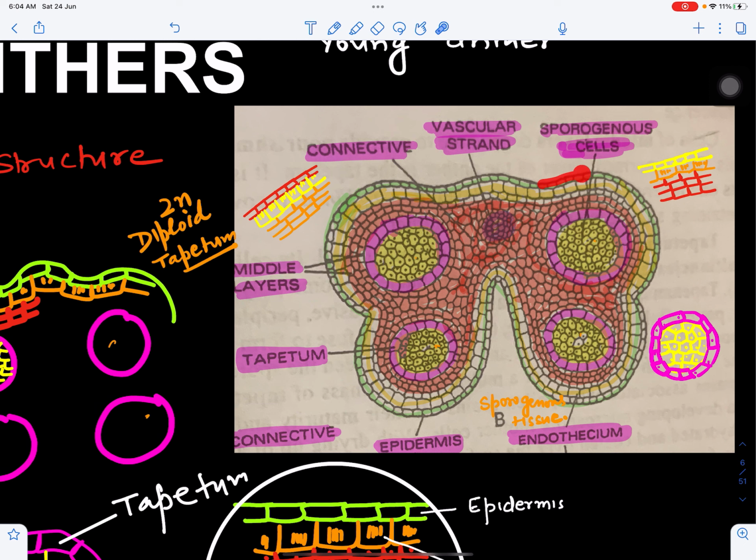Now this is epidermis. I'll again repeat. This is endothecium. These are middle layers. This is tapetum, and this is the sporogenous tissue. This tissue is made up of parenchyma or thin wall tissue. This is the connective, and this is the vascular supply to the anther. It will supply water, minerals, and nutrients to the anther, which move through the filament or connective to the anther. And the middle layers as well as epidermis and endothecium give protection to the sporogenous tissue, and they also help in dehiscence of the anther for the liberation of the pollen grains.